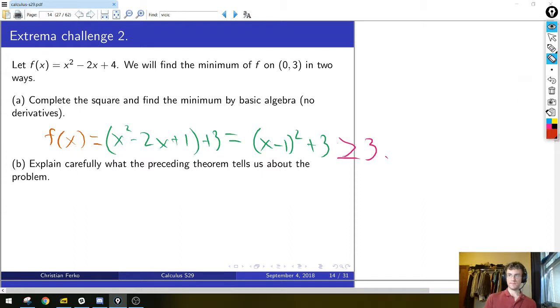Now, what does the preceding theorem say specifically? And I'll ask you to word your response carefully so that we know just what the theorem is guaranteeing us and not more. But what does the theorem we just proved tell us about this question of where the minimum is?